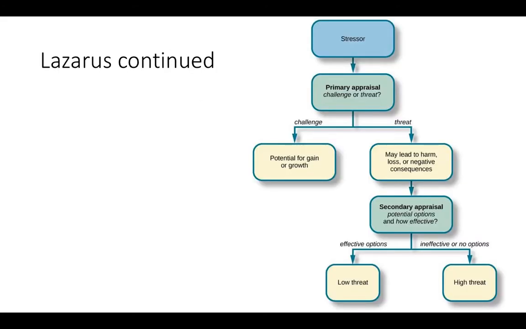The book has a graph of this kind of two-step process. This one's a little bit different. Both are fine. You get the stressor, the primary appraisal, and then if you perceive it as a threat that's going to either harm you or lead to some kind of negative consequences, you then have to deal with, how am I going to deal with it? And if you think you have effective options, then your stress is lowered and you have a low threat. If you feel like you don't have any good options, that's when it's a very stressful event.